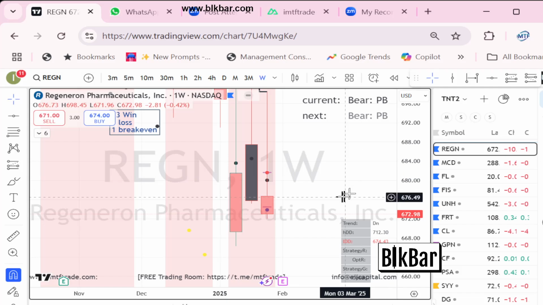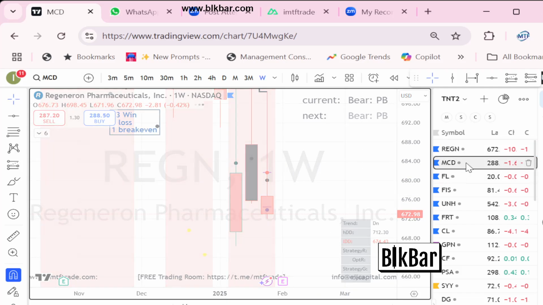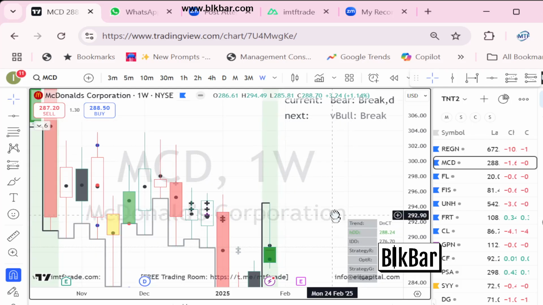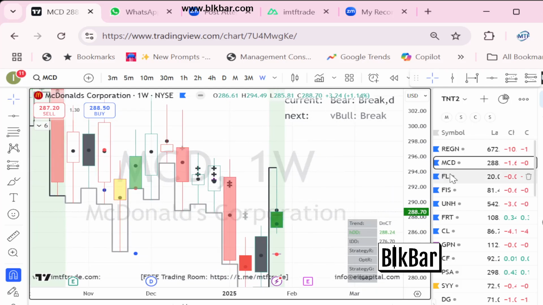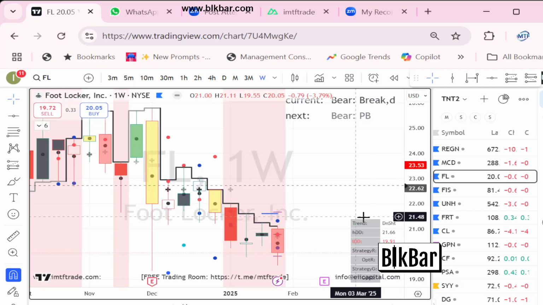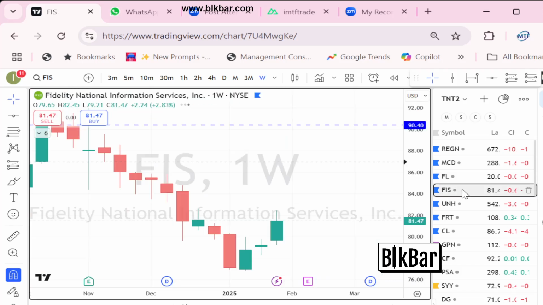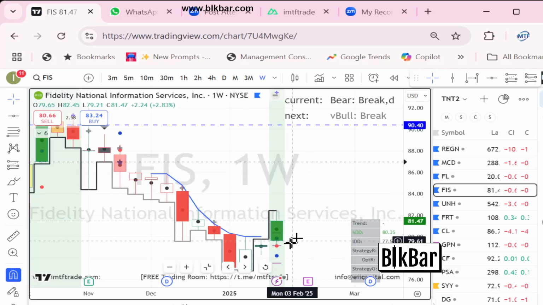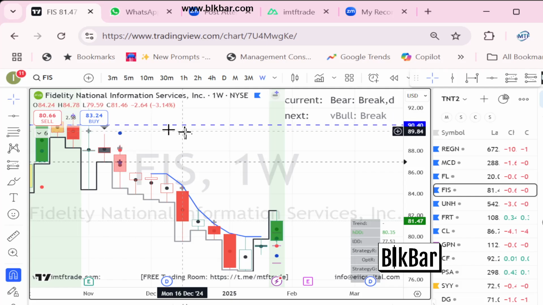This is REGN. That was a winning trade. McDonald's was a winning trade here. Did go up and then give back some here. There's FL. This was a bearish trade here, continuing its movement down. FIS is here. This is bullish. Notice the shade just began. So this could be the bottom for this. So we're watching to see if it follows through this week. And if so, that could be the bottom here. And your probabilities to retest this high here become extremely high.